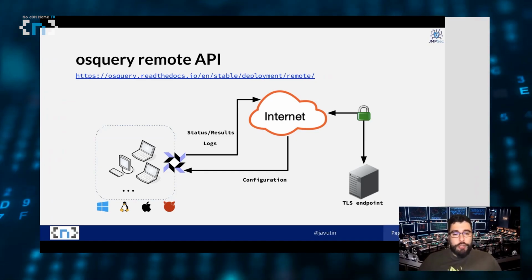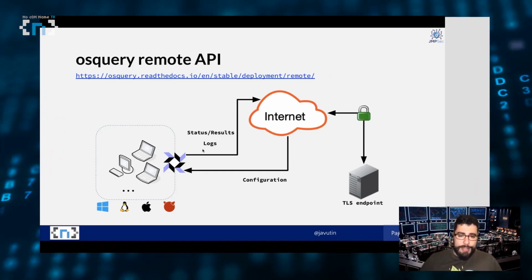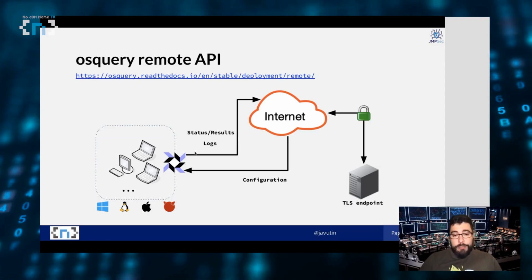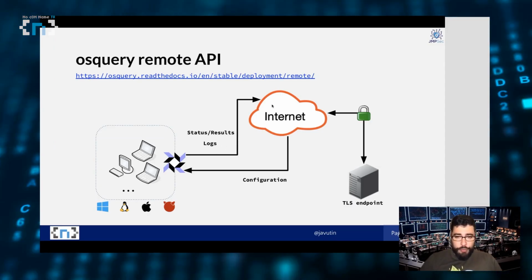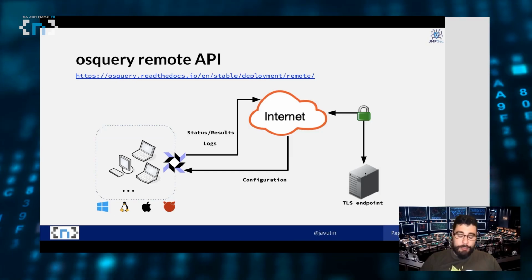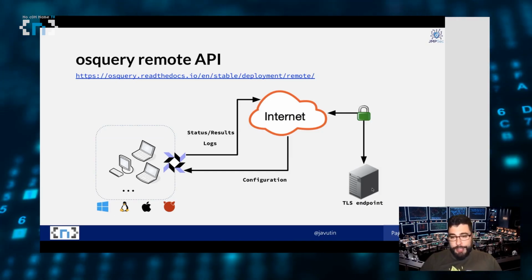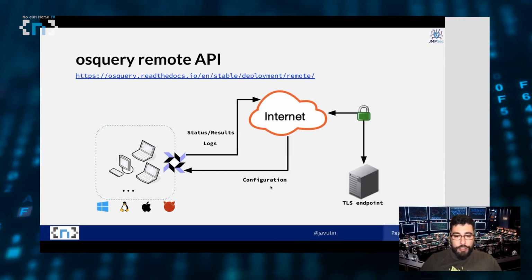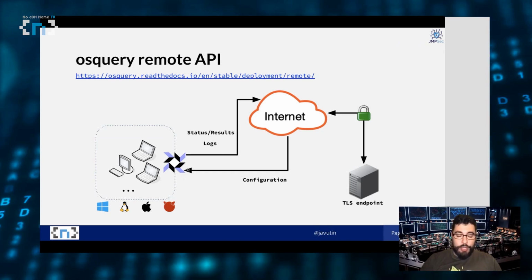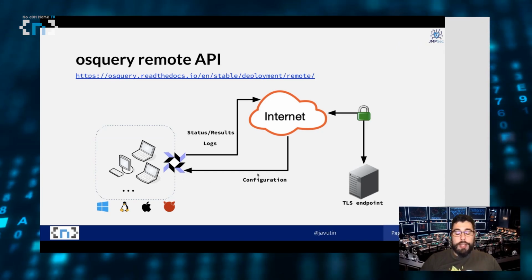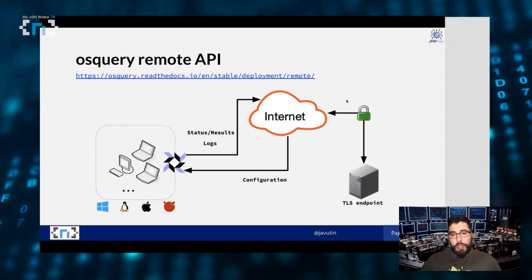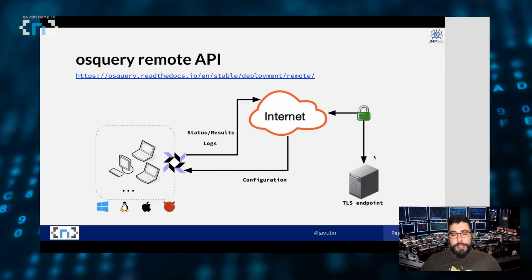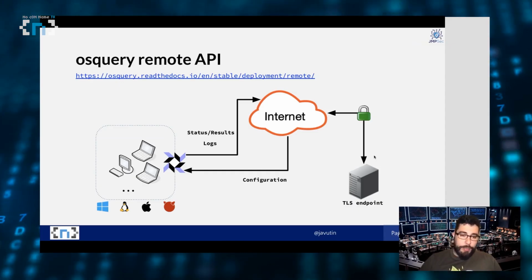All those machines are going to be running osquery, and the logs of those systems are going to be traveling on the network through the internet in order to reach the TLS endpoint and be stored. The configuration of those nodes is going to be getting to them following the same secure communication protocol, through the TLS endpoint. And there is one thing to mention here.